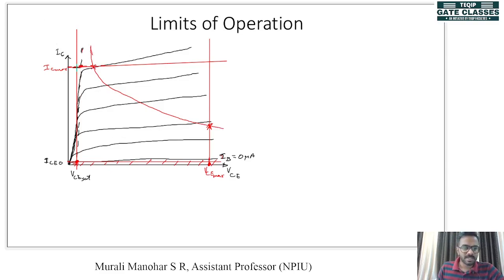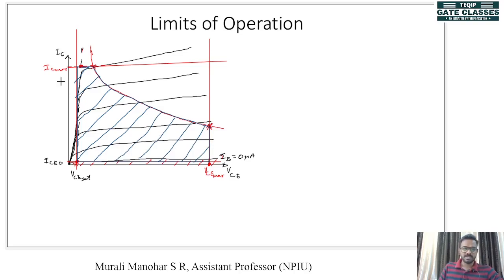The region of operation is inside these limits. Here, here, and here. The transistor can be operated in this region, which is also the active region limited by the power and voltage constraints. So these are the limits of operation, and this is the operating range of a transistor.